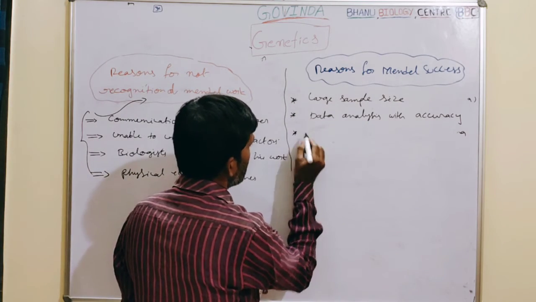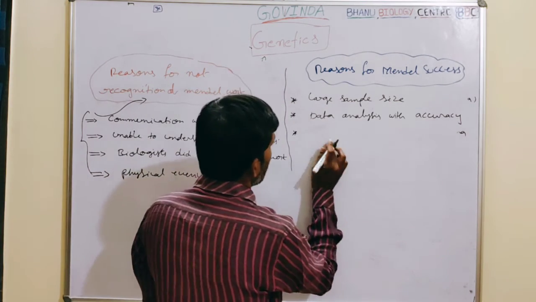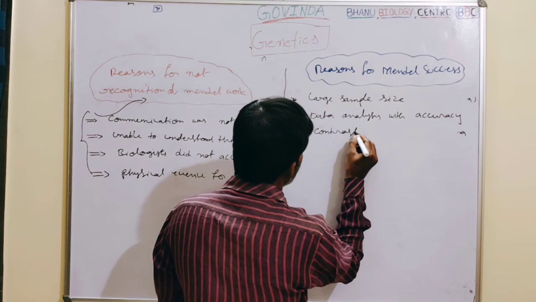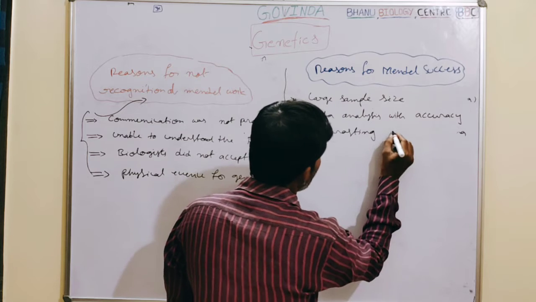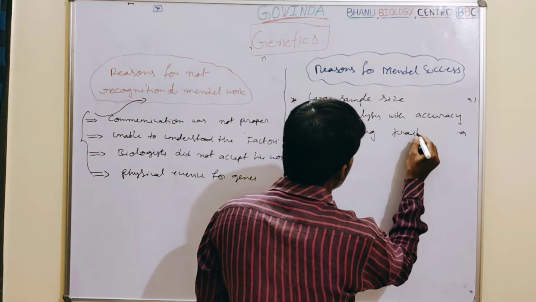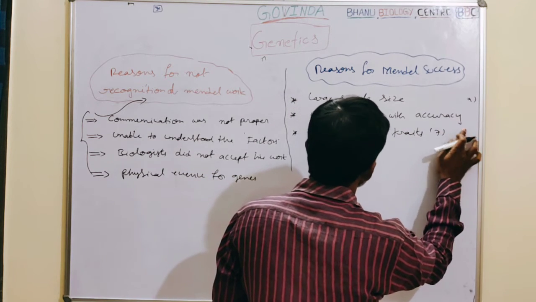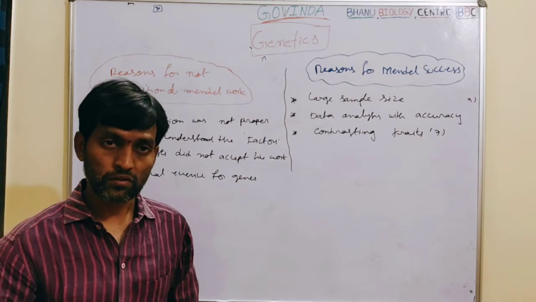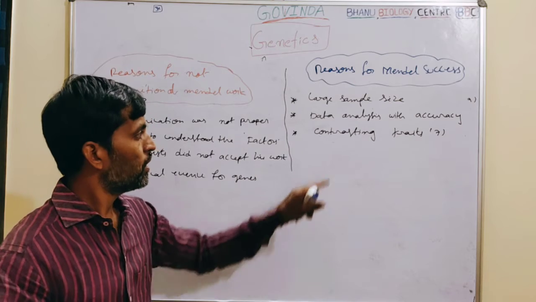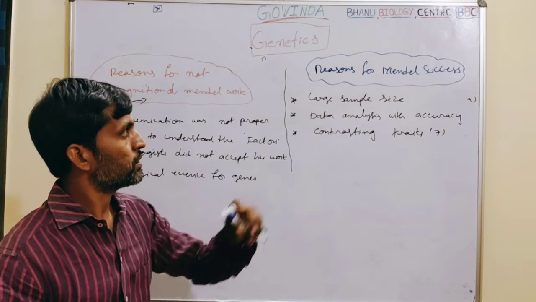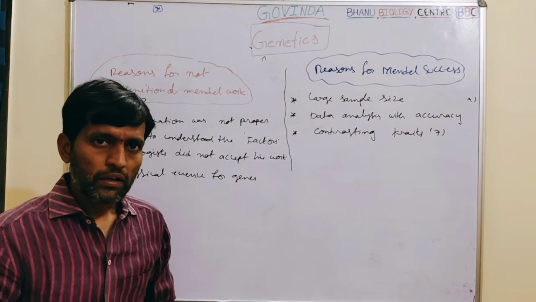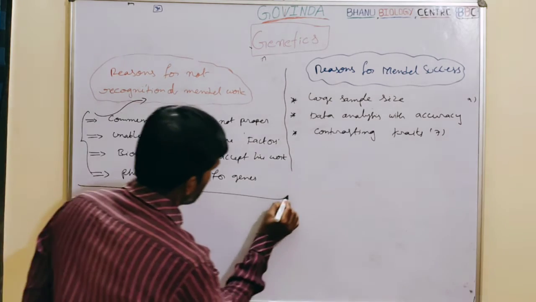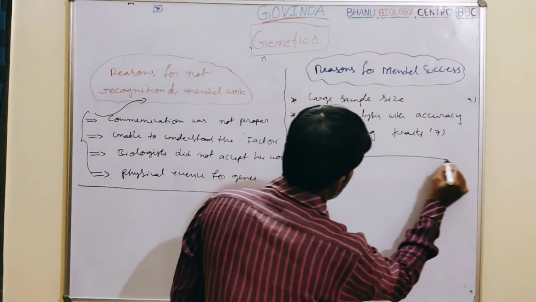Another reason is he selected contrasting traits. Contrasting means opposing. We will talk about the contrasting traits selected by Mendel. So it was also one of the reasons for Mendel's success. Right. Next.